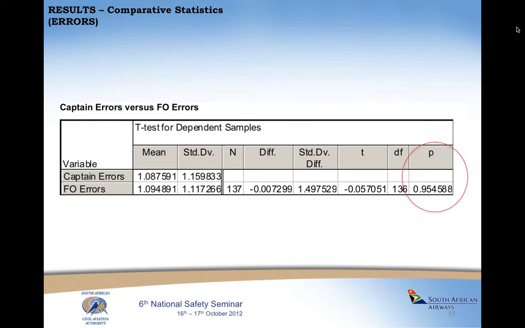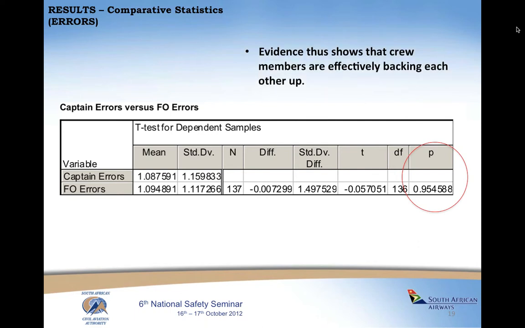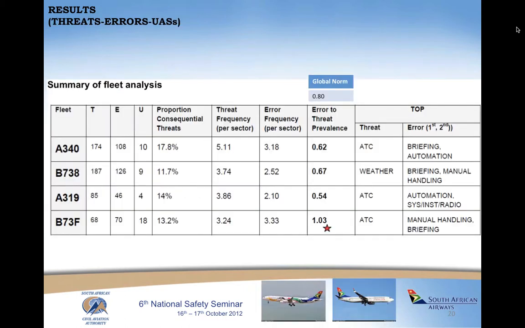So what does this all tell us? Well, what the statistics suggests is that no single group is responsible for more errors being committed than the other. In other words, it can be confidently established that crew members are effectively backing each other up. This is another area of strength within the operation which LOSA has highlighted, or is able to highlight.